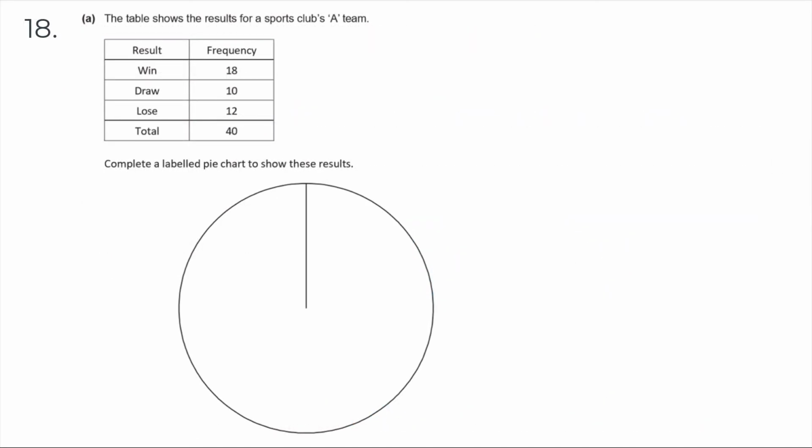The table shows the results for sports club's A team. So I've got the results, which are either a win, draw and loss and the number of times that occurred. And I now need to complete and label a pie chart to show these results. Okay, so these are out of 40, but pie charts are out of 360. So when you're drawing the pie chart, the first thing you need to do is work out what the ratio is really between those two numbers.